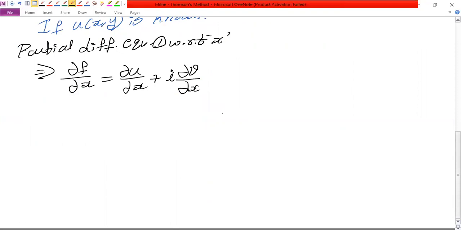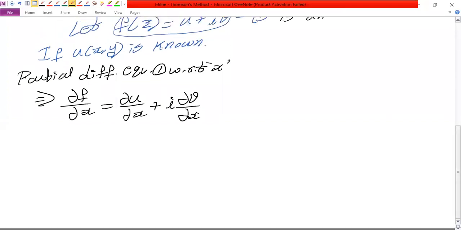So by using the CR equations, since u of x comma y is known, can we find dou v by dou x without knowing v? No, we cannot find it. So how can we find dou v by dou x? By using the CR equations. What is dou v by dou x?